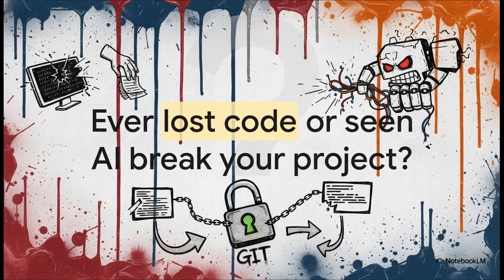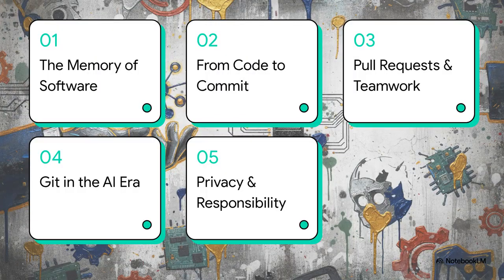You need a way to see exactly what changed, and crucial point here, a way to step back if things go wrong. So to make sure we don't get lost in the technical weeds, here is our roadmap. 1. The memory of software. 2. From code to commit. 3. Pull requests and teamwork. 4. Git in the AI era. And 5. Privacy and responsibility.